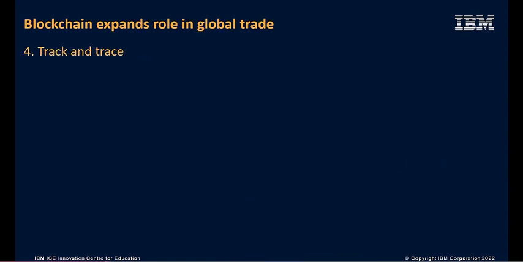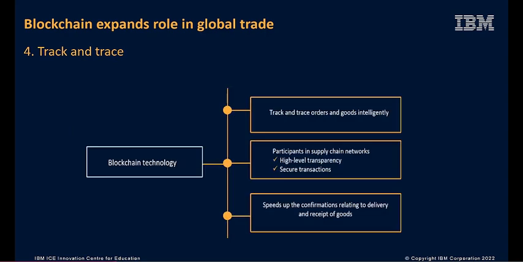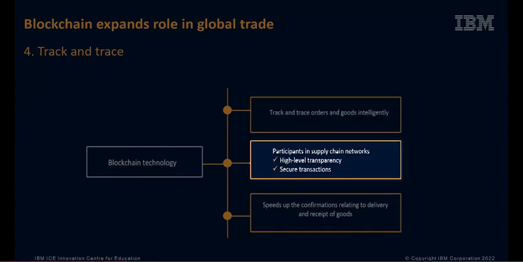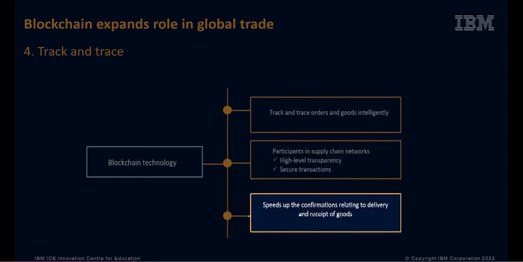In track and trace, using blockchain technology, you can track and trace orders and goods intelligently. Participants in supply chain networks also get high-level transparency and secure transactions. In addition, it speeds up the confirmations relating to delivery and receipts of goods with intelligent tracking and tracing.